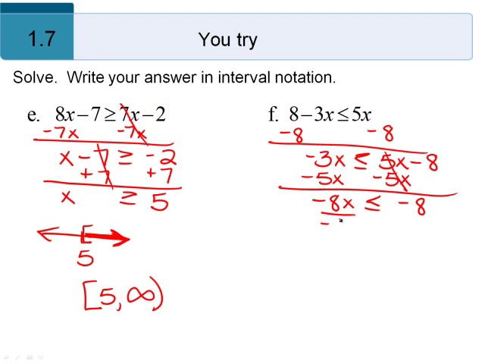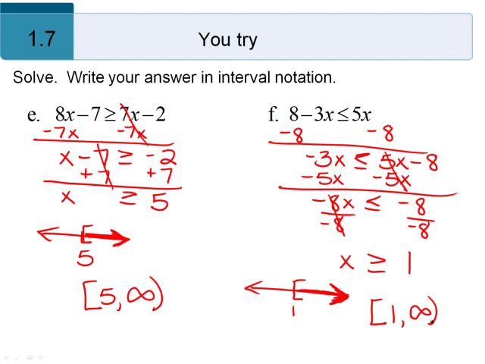Now divide by negative 8, and remember, since you divided by a negative, we got to flip that inequality sign, and we get x is greater than or equal to 1. Now the number line, here's 1, greater than or equal to goes to the right, and with the equal to, it's going to be a bracket. So you're going to have bracket 1 out to positive infinity.